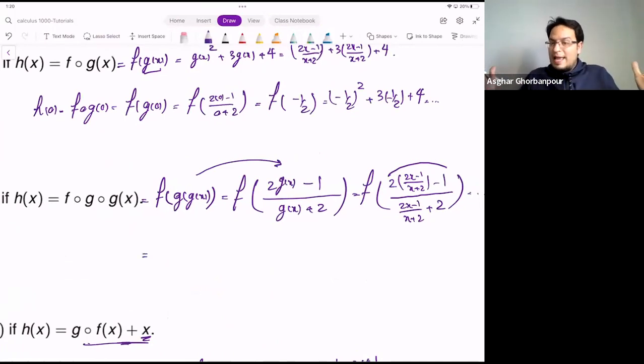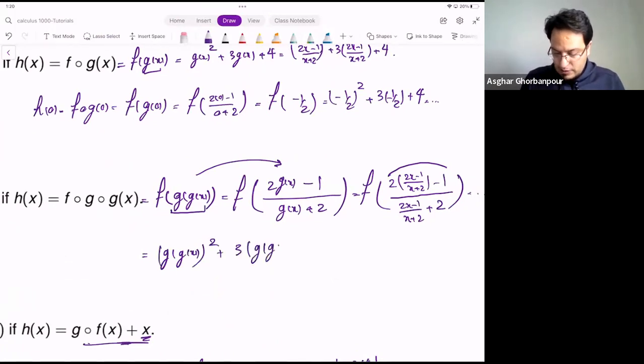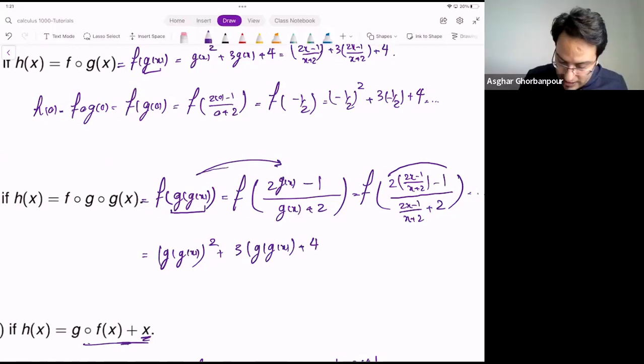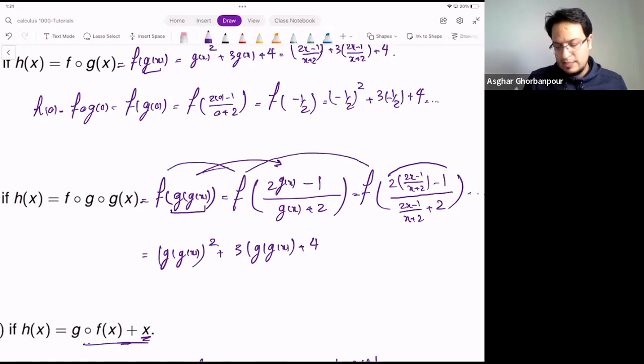So I can go like this. Okay, the input is g evaluated at g(x). f is square the input, 3 times the input plus 1. You could have gone this way as well. Oh, okay. Yeah. Here, since I'm not applying the formula for f, that's why I have to take it with me. Okay. Thank you.